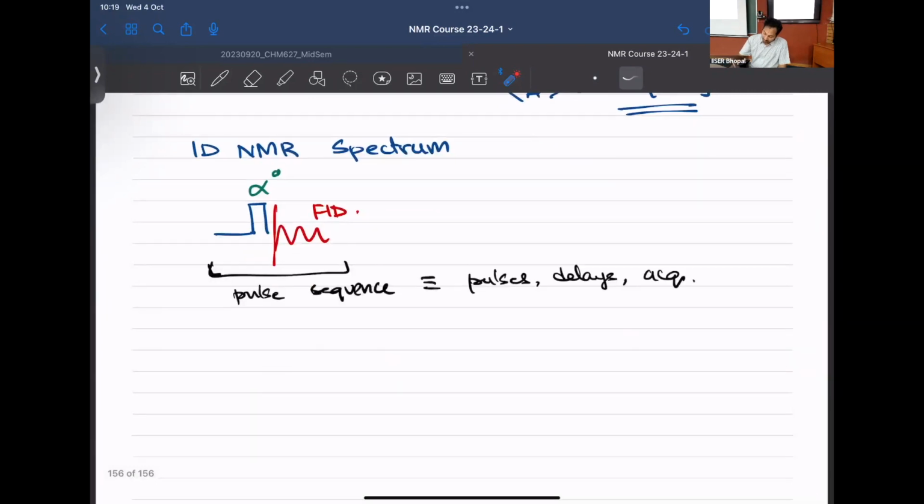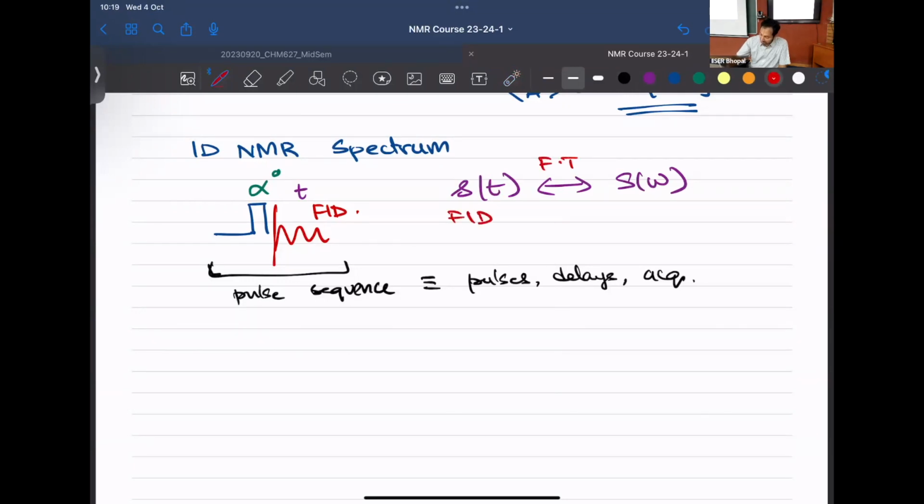So let's go back to the simple one pulse, one-dimensional NMR experiment. We had introduced earlier that one-dimensional NMR indicates how many dimensions we do Fourier transformation in. In this case, there is only one time variable. Whatever signal that we ended up measuring as a function of time becomes the spectrum in the frequency domain. So this was something that we learned last time. So if the time domain signal is FID, we get the frequency domain spectrum following Fourier transformation.